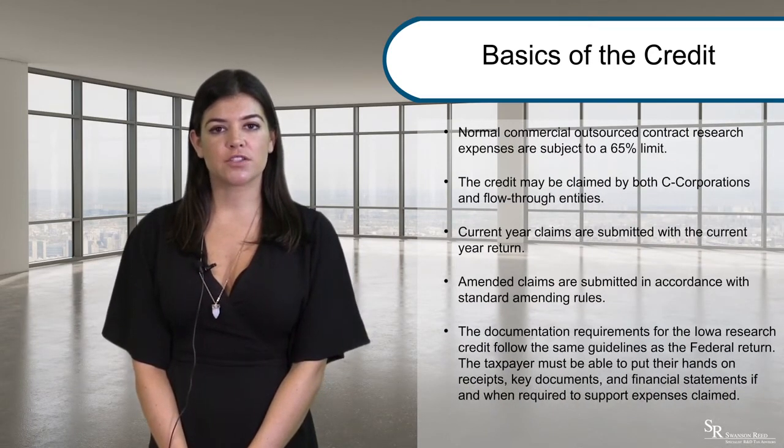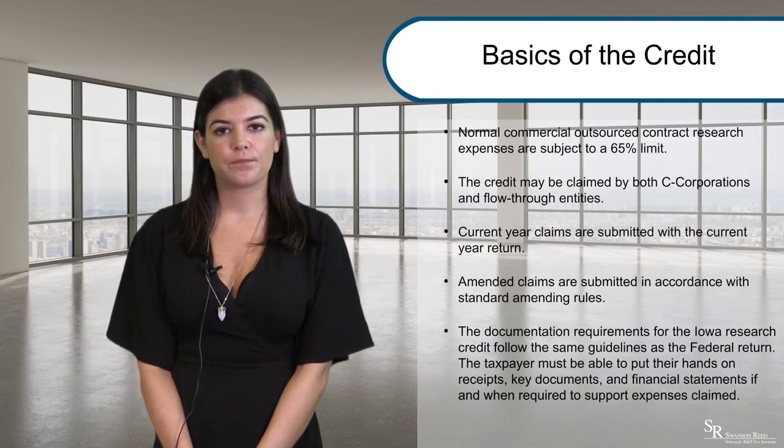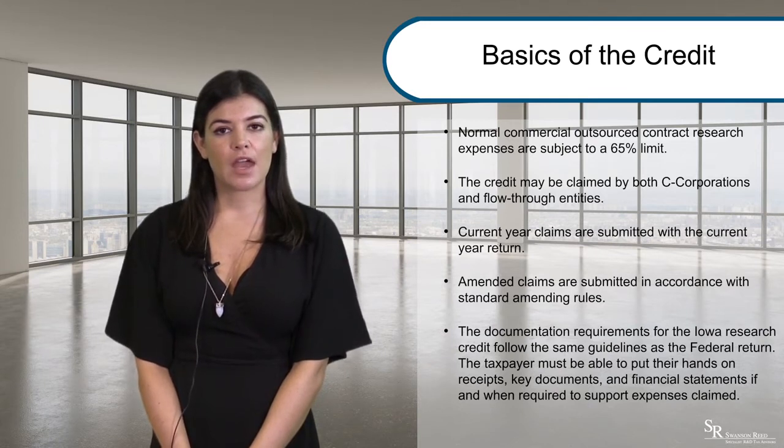Normal commercial outsourced contract research expenses are subject to a 65% limit. The credit may be claimed by both C corporations and flow-through entities. Current year claims are submitted with the current year return. Amended claims are submitted in accordance with the standard amending rules.